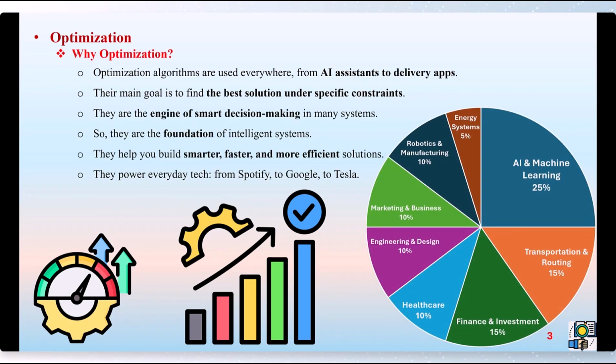Why optimization? Because optimization is everywhere. Our daily life is covered with applications of optimization. Optimization algorithms are used every day, from AI assistants to delivery apps, and their main goal is to find the best solution under specific constraints. They are the engine of smart decision making in many systems. They are the foundation of intelligent systems. They help you build smarter, faster, and more efficient solutions. They power everyday tech from Spotify to Google to Tesla.